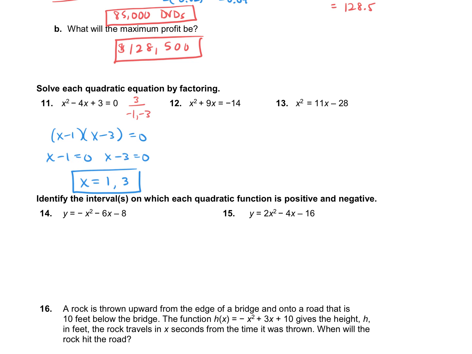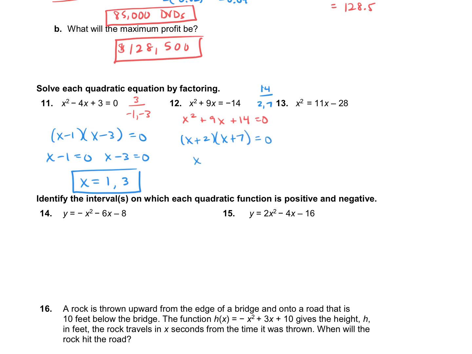All right, number 12, we want to get our equation set equal to 0, like how number 11 started. So we have x squared plus 9x. I'm going to add 14 to both sides, so it's equal to 0. And now we'll look for factors of, well, first, do you notice how it's just an x squared? So let's find factors of our c, 14, that add up to b, our 9. So that's just going to be a 2 and a 7. So x plus 2 times x plus 7 equals 0.